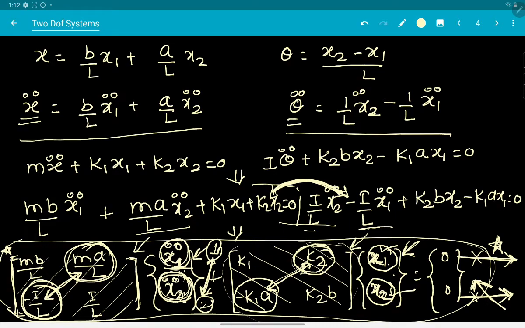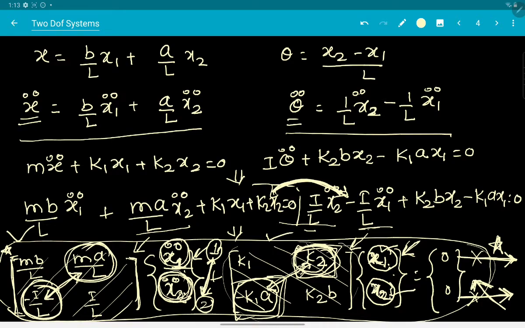And hence that is called dynamic coupling, whereas this coupling, that is the non-zero off-diagonal terms of the stiffness matrix, or coupling between x1 and x2, is called static coupling. So for the chosen set of displacements, x1 and x2, we get to see that the mass matrix is coupled as well as the stiffness matrix is coupled.